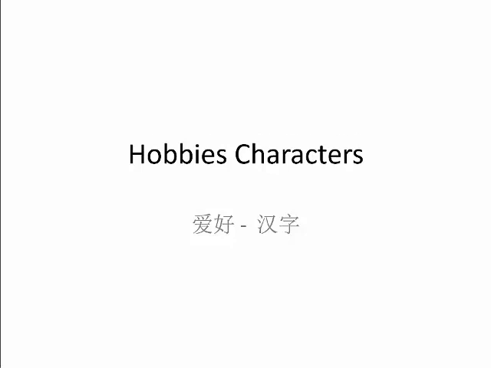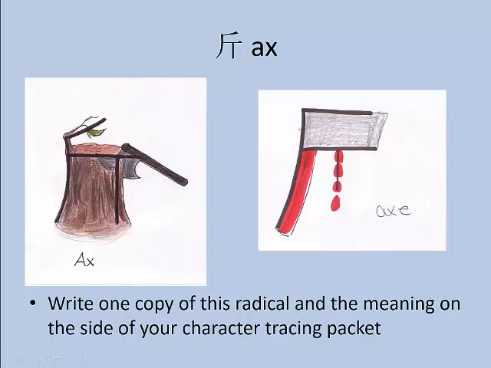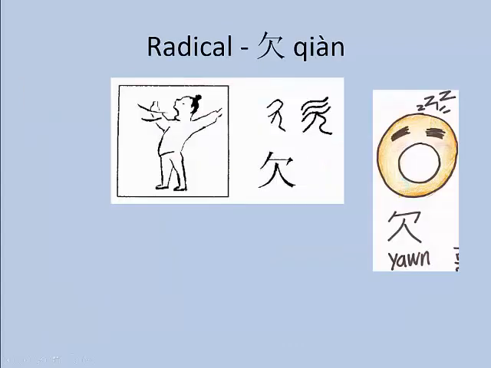This video is to explain some of the characters from the Duolingo Hobbies unit. On the side of your character tracing, could you please write a copy of this radical, the ax radical? On the side of your character tracing, could you please write a copy of this radical, the yawn radical?